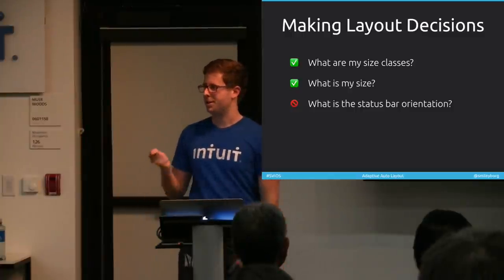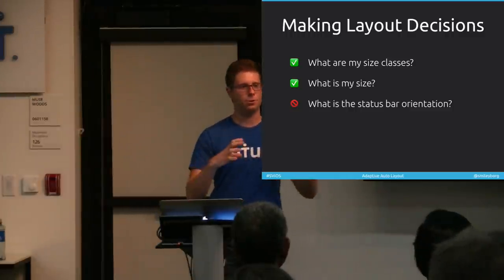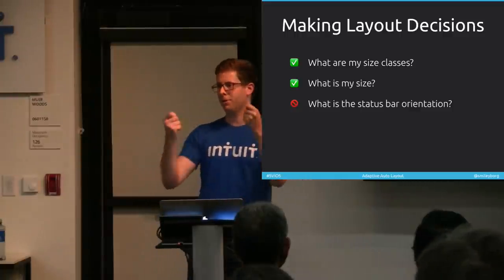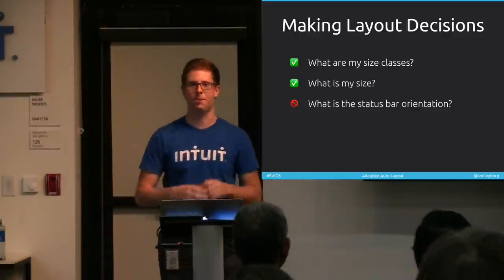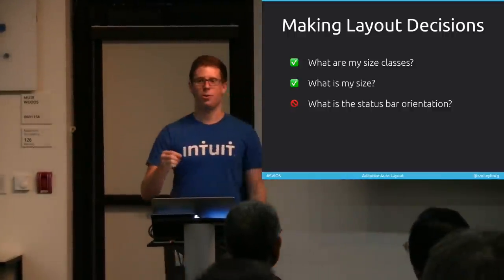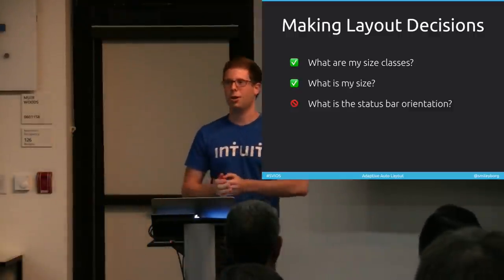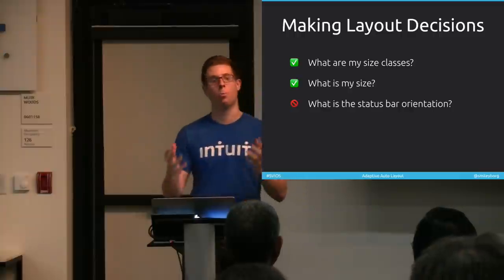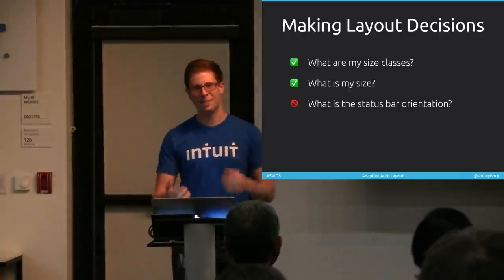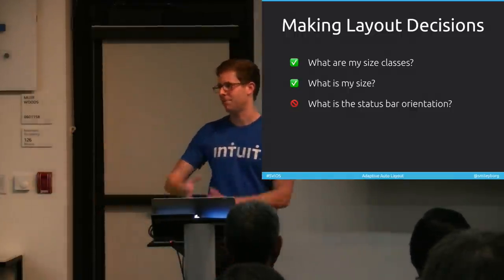So if you're looking at the status bar to make layout decisions, you're all of a sudden tightly coupling views deep within your view hierarchy or controllers deep within your app to the top level property of the device, effectively. That's usually not a good idea. That will lock your code in so that it can no longer make decisions on its own environment. It has to look way outside of its scope. So you want to avoid looking at the status bar orientation unless you're writing code in maybe the root window of your app, which does live at that level.